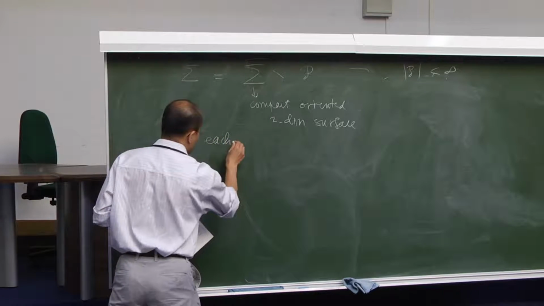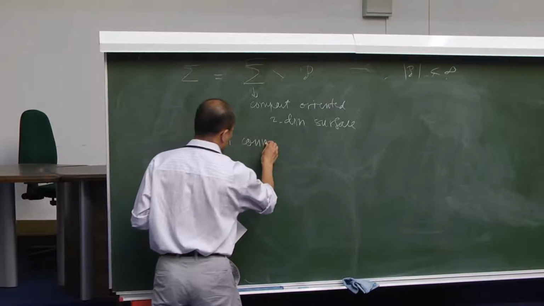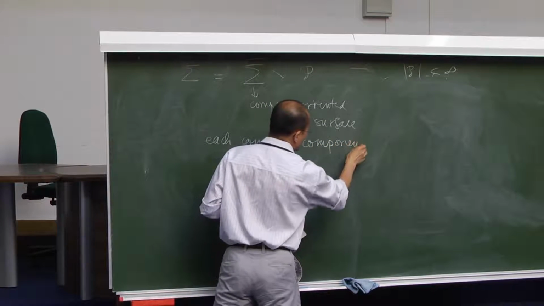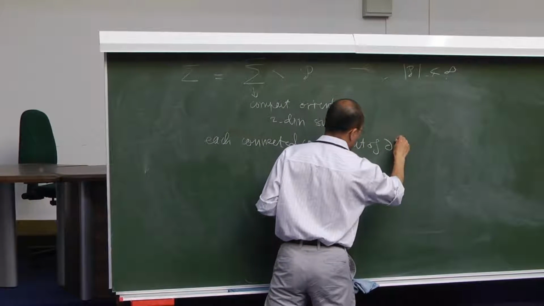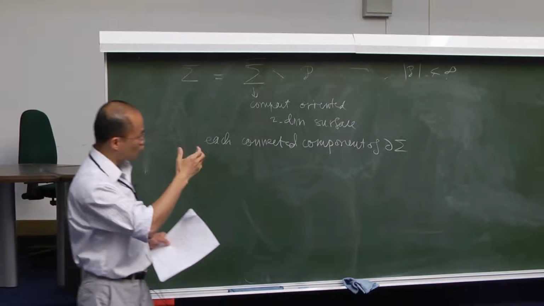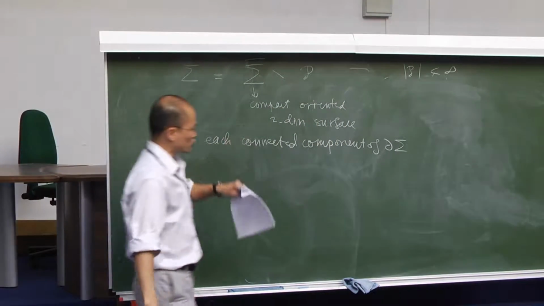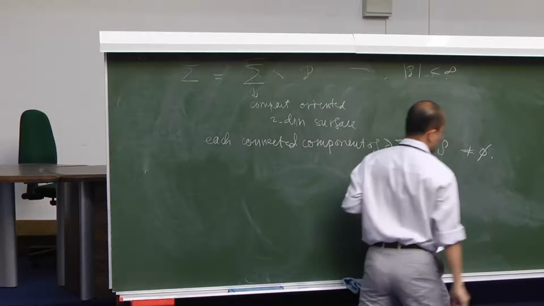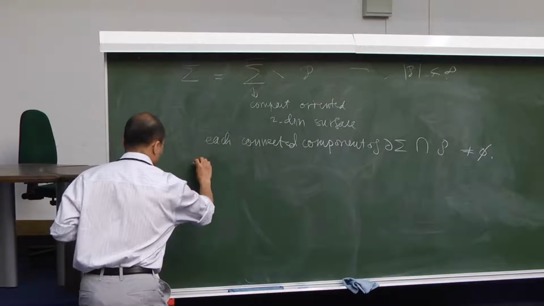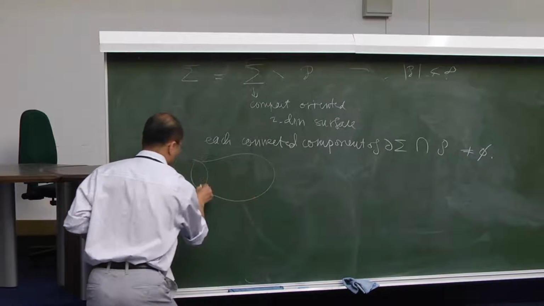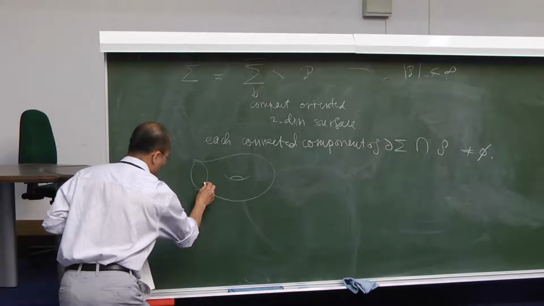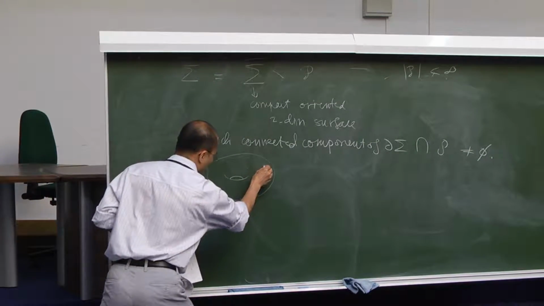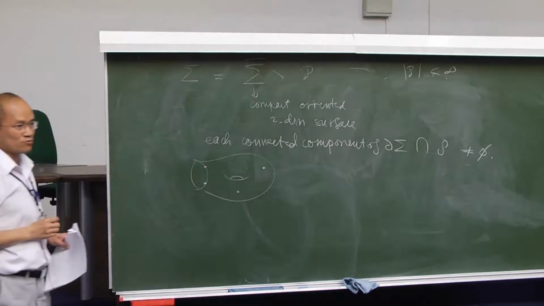Each connected component of the boundary must have at least one marked point, so it will not be empty. So you have something like this here. Say this is the boundary, and it must have at least some marked points on it, and maybe I have one marked point here and another marked point here.